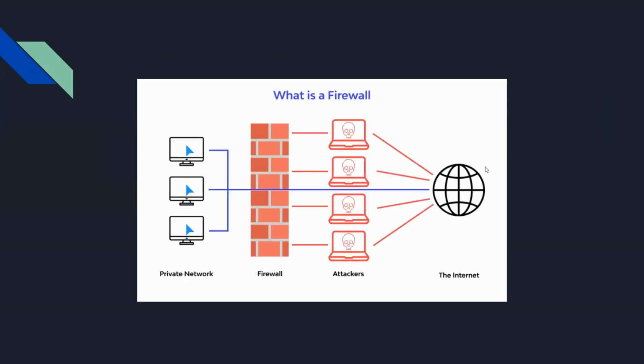So this is a very simple example of a firewall. You've got your internet, you've got your attackers, you've got a firewall, and your private network. So this is one of typically a home. Your firewall is going to be your main line of protection against these hackers.